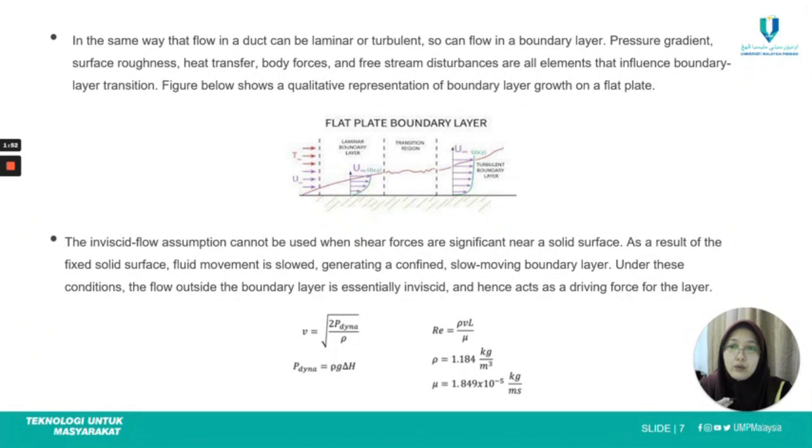In the same way that flow in a duct can be laminar or turbulent, so can flow in the boundary layer. Pressure gradient, surface roughness, heat transfer, body forces, and free stream disturbance are all elements that influence boundary layer transition. This figure shows the flat plate boundary layer. And lastly, this implicit flow assumption cannot be used when shear forces are significant near a solid surface. As a result of the fixed solid surface, fluid movement is slow, generating a confined, slow-moving boundary layer. This is the equation for the implicit flow assumption.